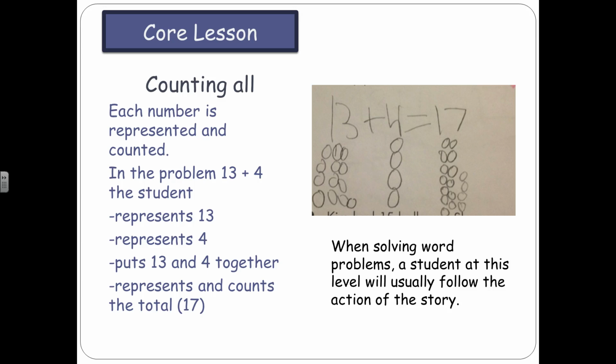Core lesson, counting all. Each number is represented and counted. In the problem 13 plus 4, the student represents 13, represents 4, puts 13 and 4 together, represents and counts the total, which is 17. When solving word problems, a student at this level will usually follow the action of the story.